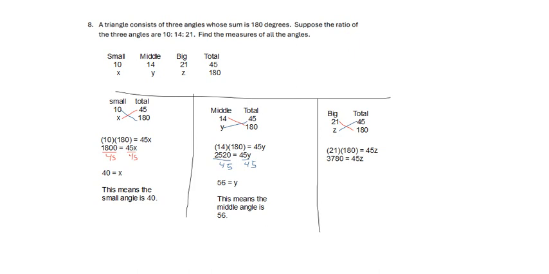And then the last step is to divide both sides by 45. So let's take a look. So 3780 divided by 45, we get 84 degrees. So this means that the big angle is 84 degrees.